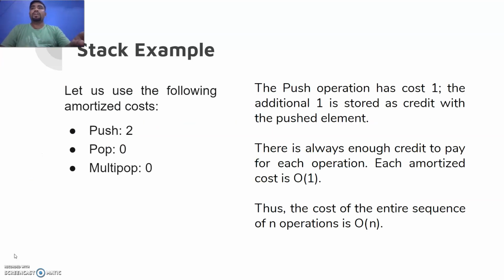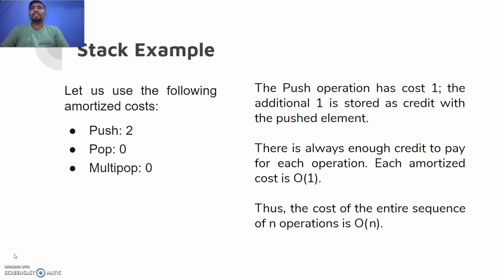Okay, so let's assume that instead of just charging one credit for push and one credit for pop, we can directly start charging for the push itself. We can charge 2 credits. That means we have one extra credit stored every single time the push is done. So obviously we know that the number of pop functions can't exceed the number of push.